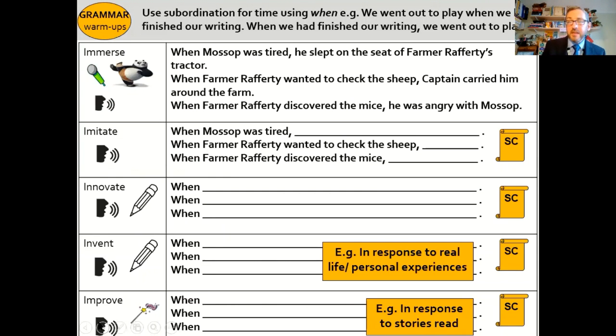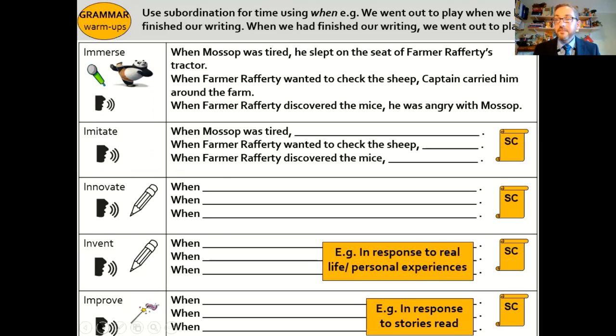Okay, so our objective for this part of the lesson is to use subordination for time using when. For example, we went out to play when we had finished our writing. When we had finished our writing, we went out to play. Now, for this week, I'm going to focus on using when at the start of sentences with these year 2 children, just to make sure they're really familiar with doing that.